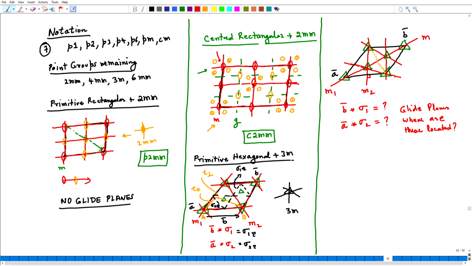Think about it. I will give the solution in the next lecture, and I will also talk about notation for this. Now, we can't just say P3M because both are two different plane groups that we are evolving. So, we will talk about the notations also in the next lecture.